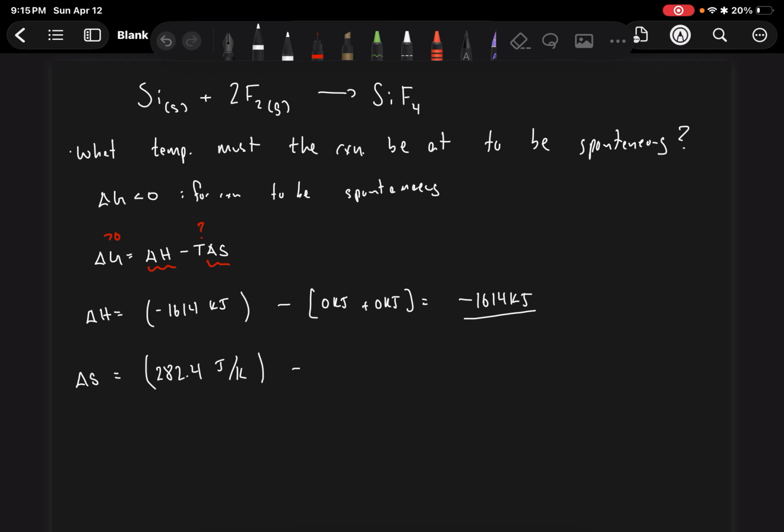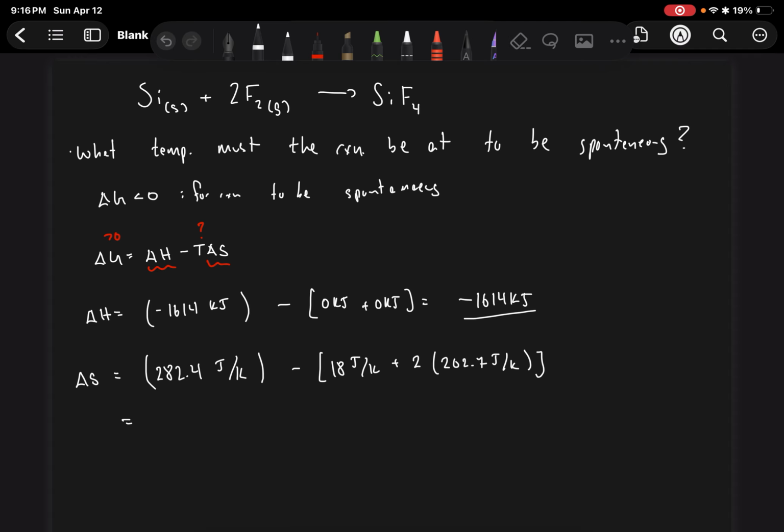Now, according to our equation, we need to subtract the reactants. So what is silicon? 18 joules per Kelvin plus fluorine, 2 times 202.7 joules per Kelvin. Okay, let me just add that up really quick, and we should get an answer.